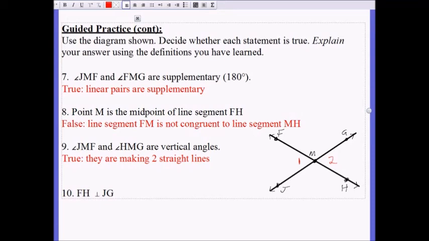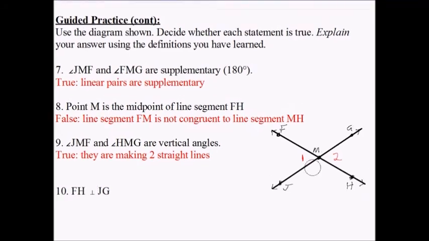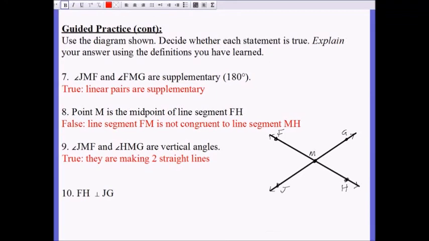And then finally, remember your symbol right here. Let's go ahead and erase this right now. Here's FH and JG, they are perpendicular. Is that true or false? Well, you're probably thinking that it's false, and if you said that, I agree with you. It's false because we don't know if this is a right angle.